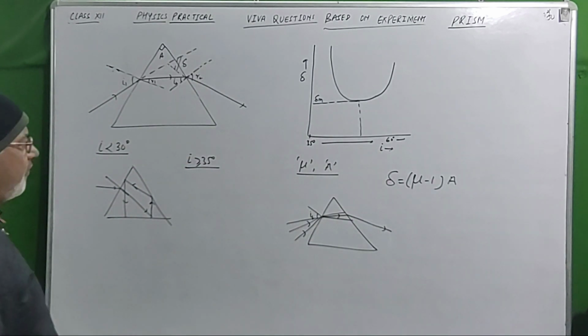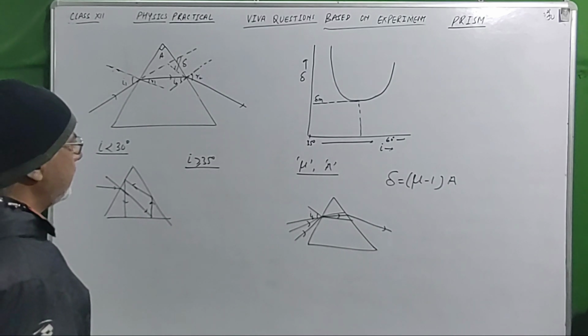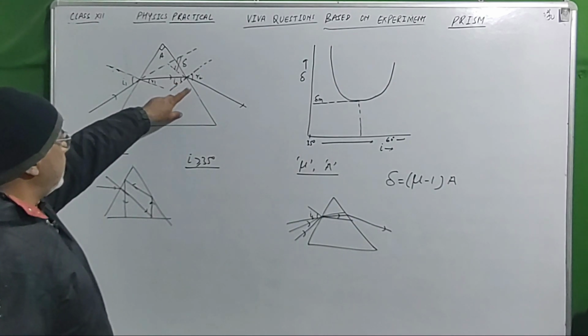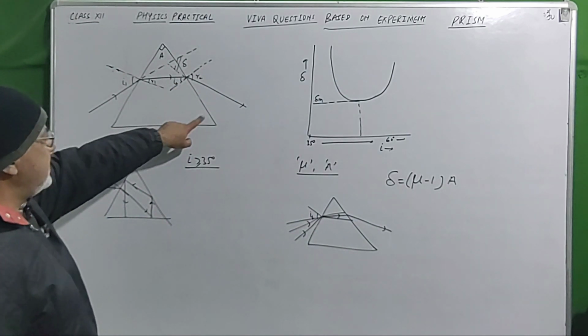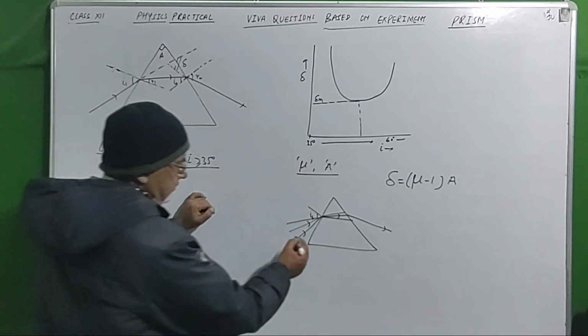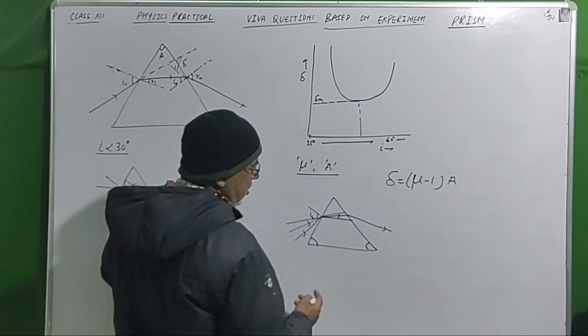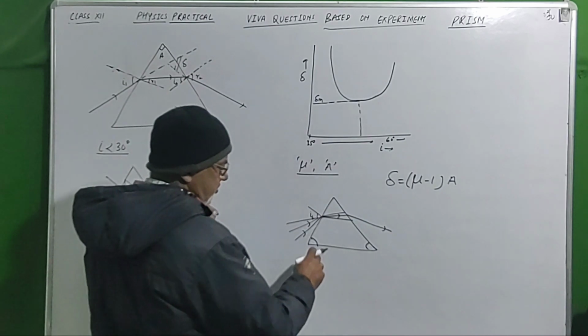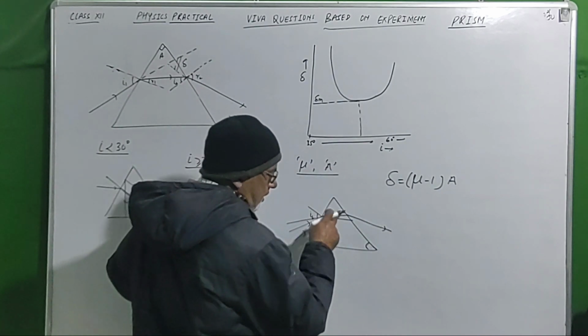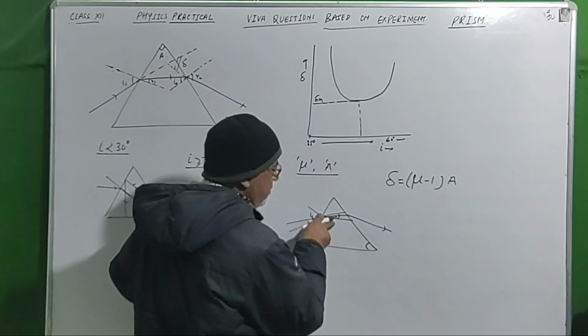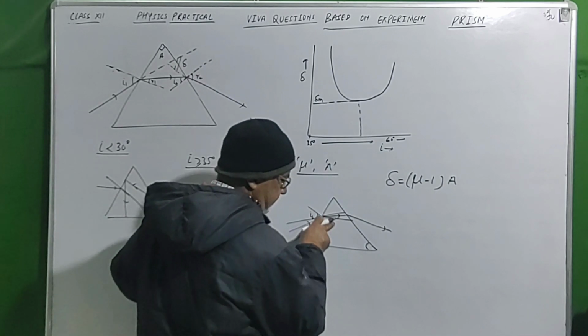And one more question is asked: if we interchange the angles at the minimum deviation position, does the path of the ray which is passing through the prism change? No, there is no change.